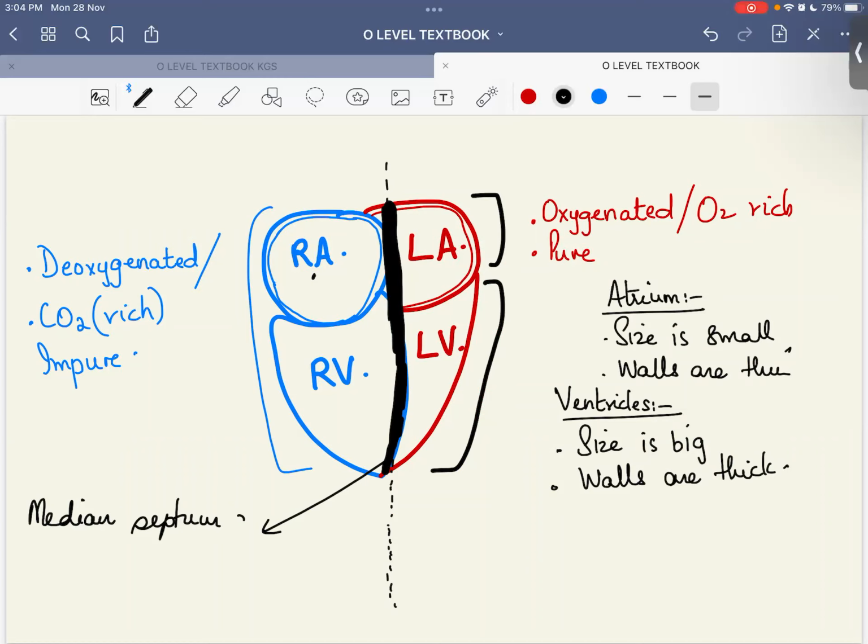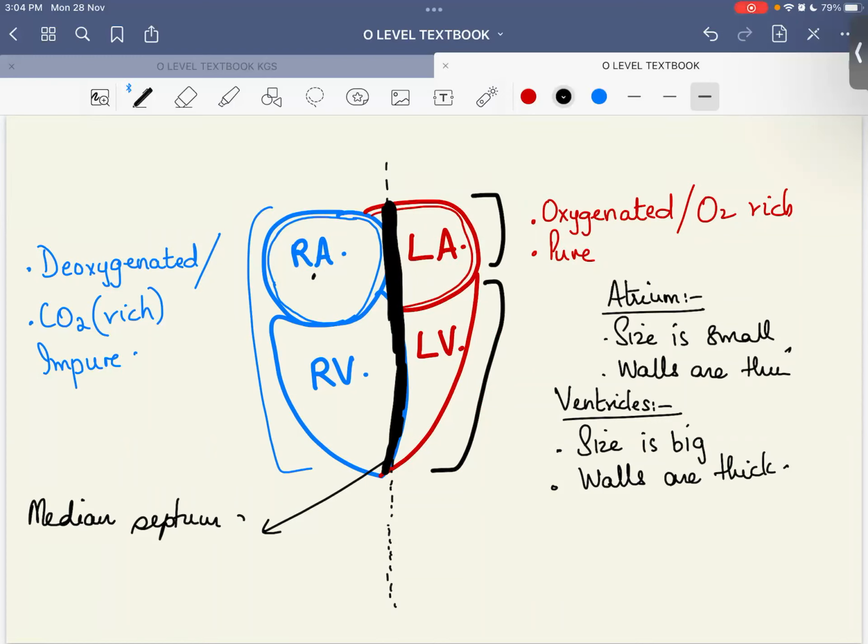Right atrium, I'm giving you a fact, a scientific fact, that the wall of the right atrium is thinner than the wall of the left atrium. Why? Think logically. What is the job of the right atrium and what is the job of the left atrium? Miss, it's thinner, right? The right atrium's wall.